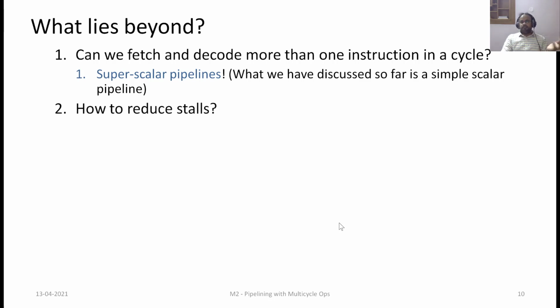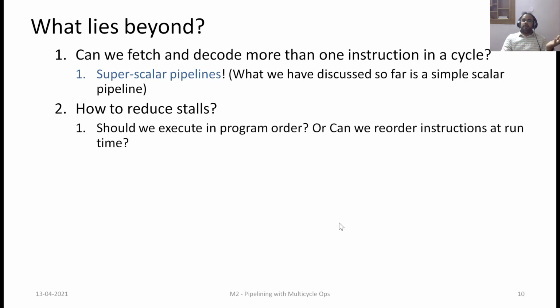The second question is how to reduce stalls, and one of the most influential ideas that was brought in is, can we reorder instructions at the runtime? What the compiler does is reordering instructions at the compile time, but that has limited scope for both data and control hazards. But can we do the reordering at runtime? It sounds a little tricky, but it is achievable, and we have a couple of very good implementations that are able to achieve this.